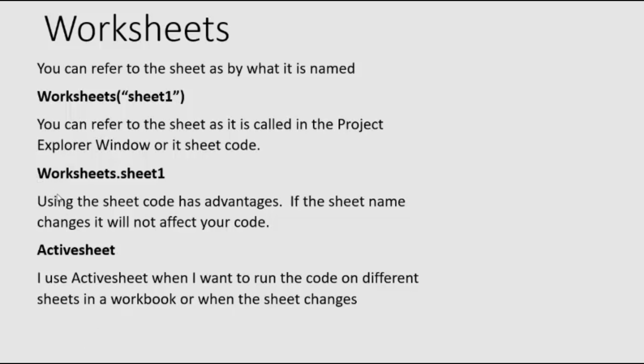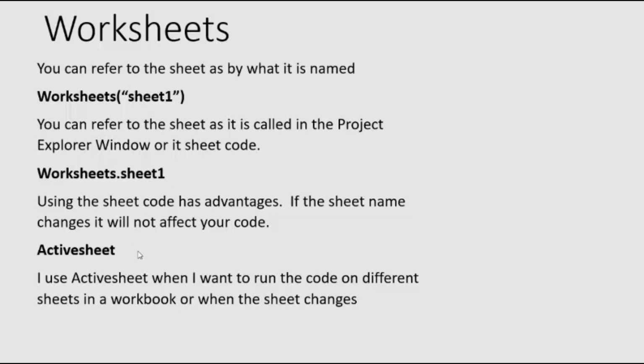So if you write some code and at a later time somebody changes the name of Sheet1 to be Monday, for example, then your code's not going to run. But if you name it Sheet1 dot, like I have here, no matter what the name of the sheet is, it'll always work.